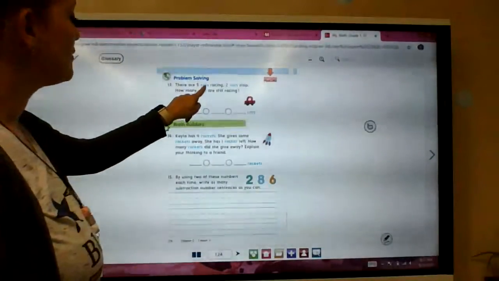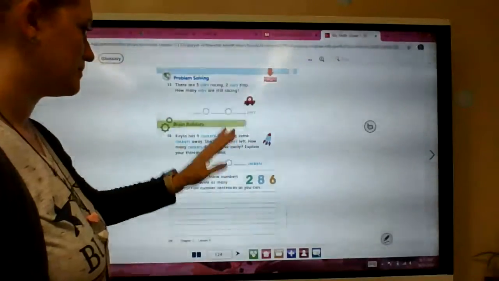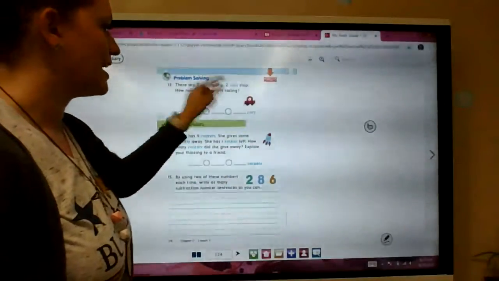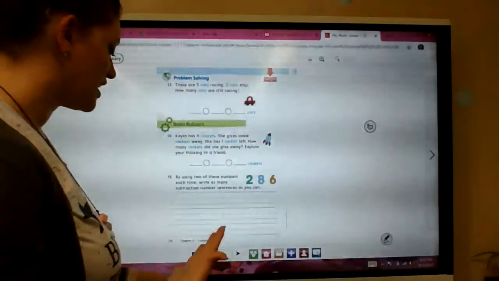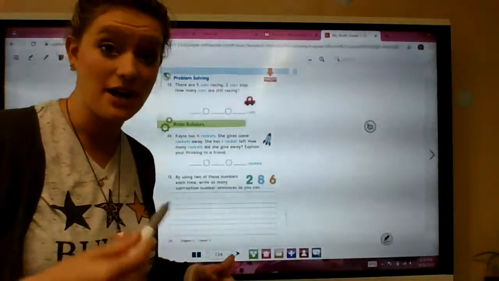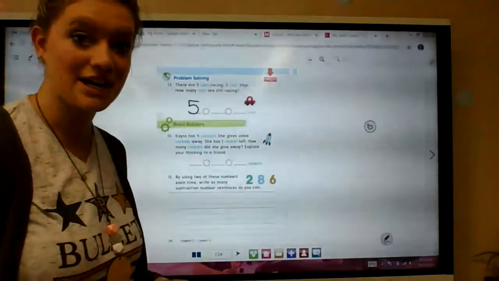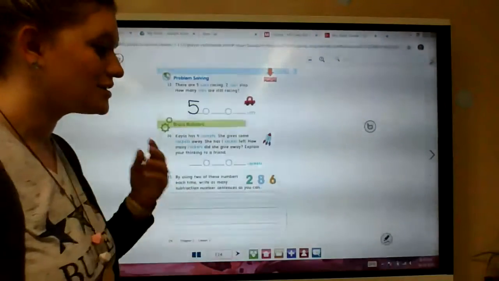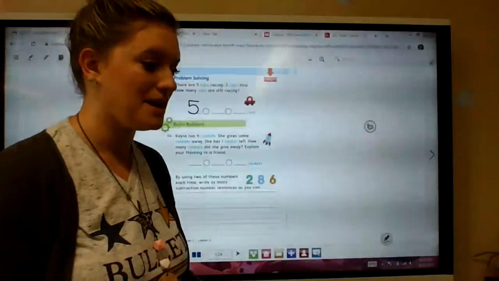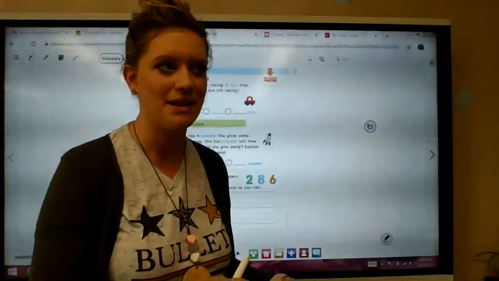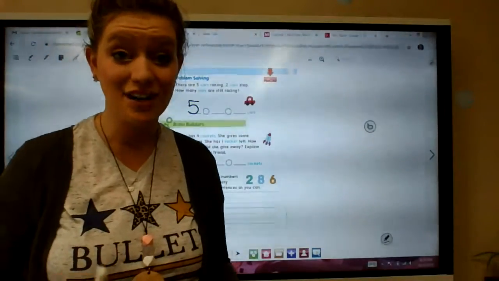There are 5 cars racing. 2 cars stop. How many cars are still racing? Okay, so let's go back and find out things we know. There are 5 cars racing. So that sounds like how many were starting, right? So we're going to put the number 5 down first because that's how many cars were starting racing. 2 cars stop. What's the word stop mean? Does the word stop mean I'm adding more cars into the race, or does that mean that cars are leaving the race? Yeah, it means cars are leaving the race.